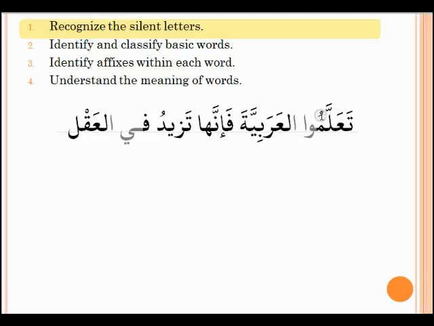So we say here تعلموا العربية. So you see neither one of these letters are pronounced. In the end we'll see في العقل. So the long vowel is ignored. What is pronounced is the fa with a kasra under it. So it's a light kasra, fi. And we say في العقل. We don't say في العقل. So here these two are once again ignored. They are silent letters. You can refer back to the sheet that explains the silent letters in order to recognize all silent letters.